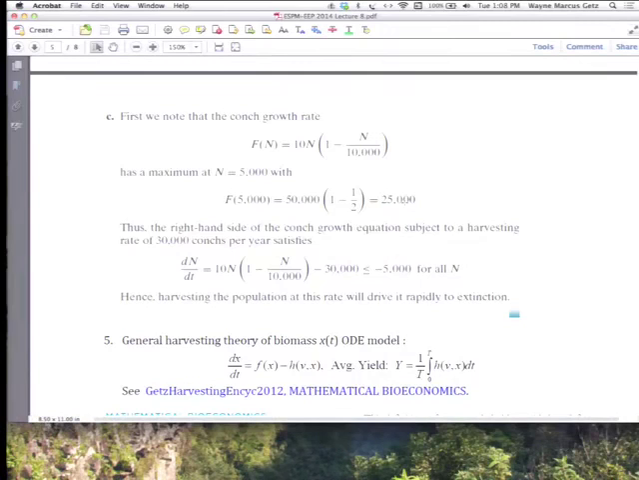So when h is equal to 21,000, or h equals 30,000, I'm plotting f of n, and I'm plotting h on this axis. When h is equal to 21,000, it intersects over here at 3,000, and over here at 7,000.